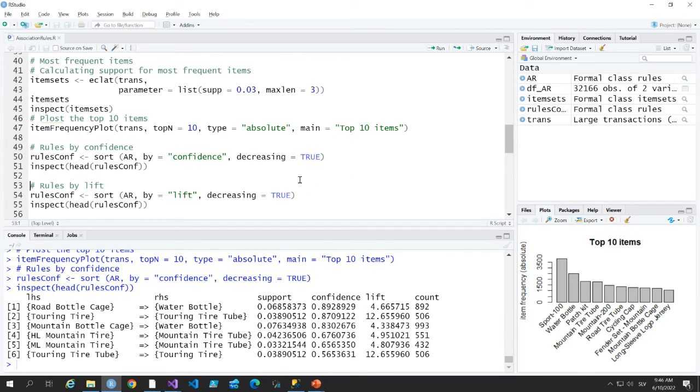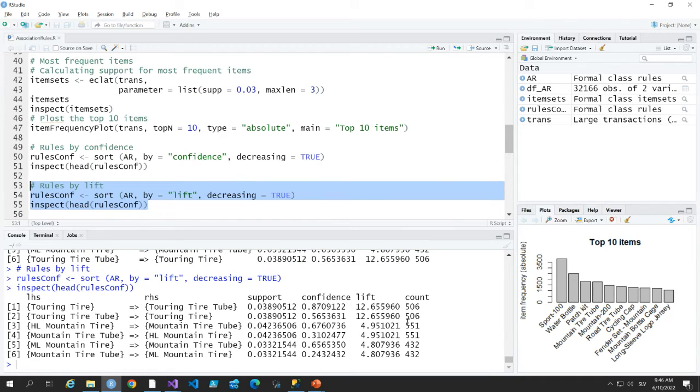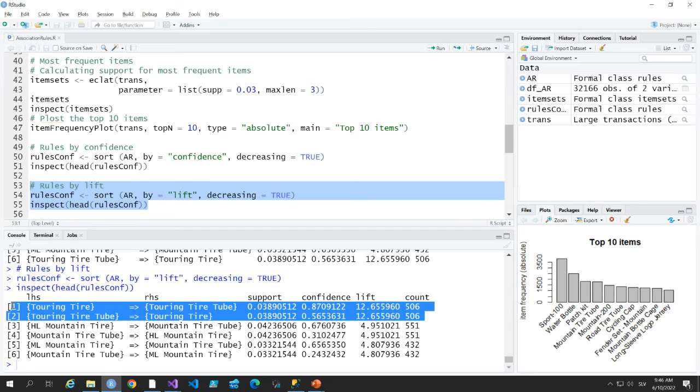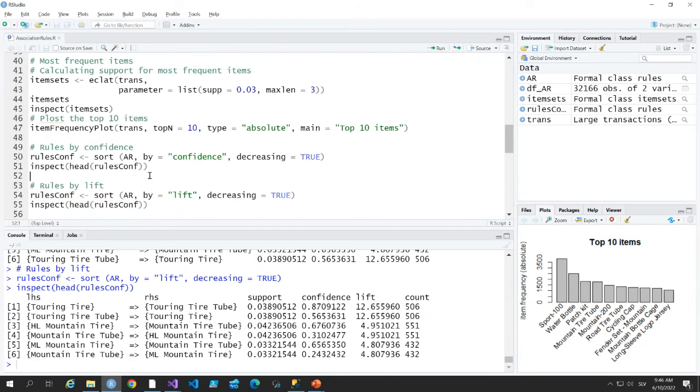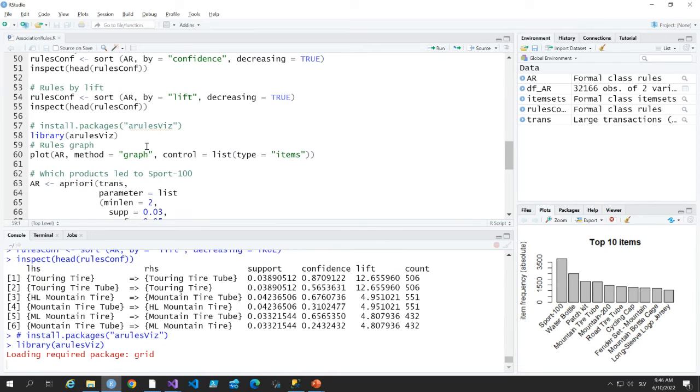Now, remember, I'm working with matrices here, so physically they are ordered. I don't use an order by expression, but I have to resort them. So this is resorted by confidence, and we have this road bottle cage, then water bottle. Remember, this extremely high confidence, 0.89, nearly 19%. Or by lift, another sort. And yes, we know these two are the most important, touring tire and touring tire tube combination as the biggest lift.